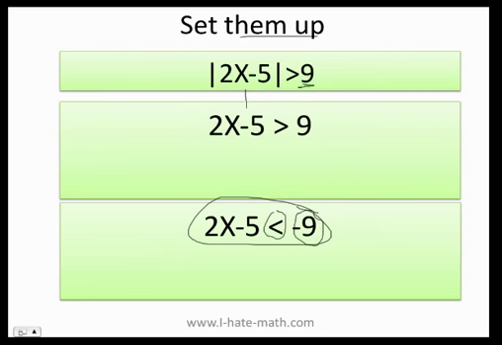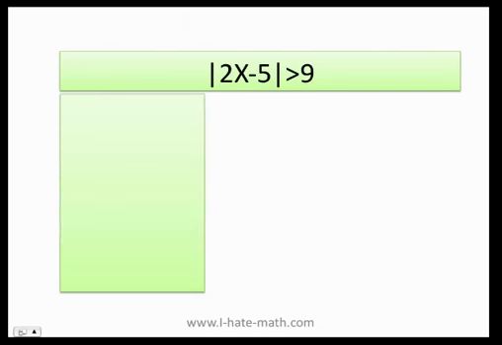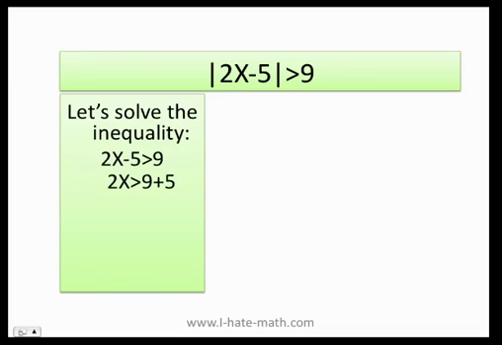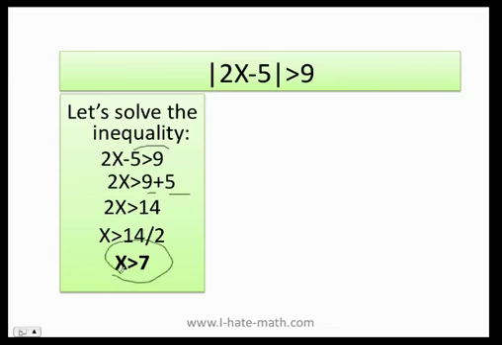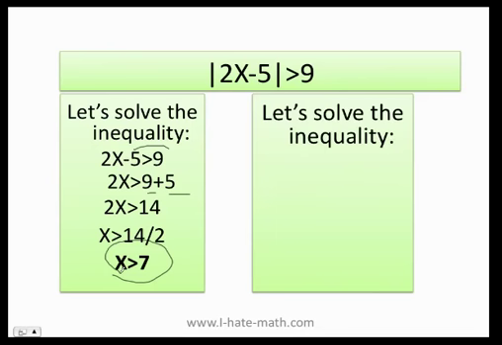So once you do this, you go ahead and just solve for both of them. So we're going to have 2x minus 5 greater than 9. Well, you pass the 5 to the other side and you get 9 plus 5, which is 14. Then you have 2x greater than 14. Well, remember, in order to solve for x, I need to divide both sides by 2. And then finally I get that x is greater than 7. This is one of my first answers. Let's do the other side.